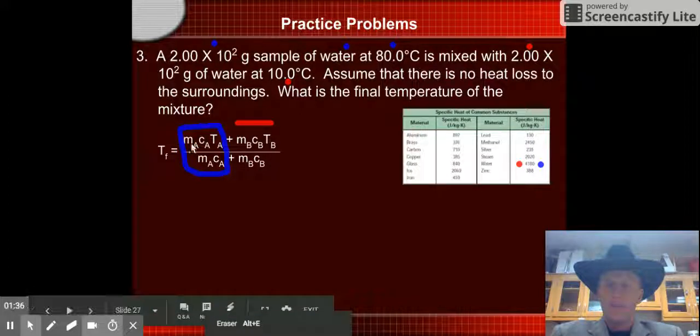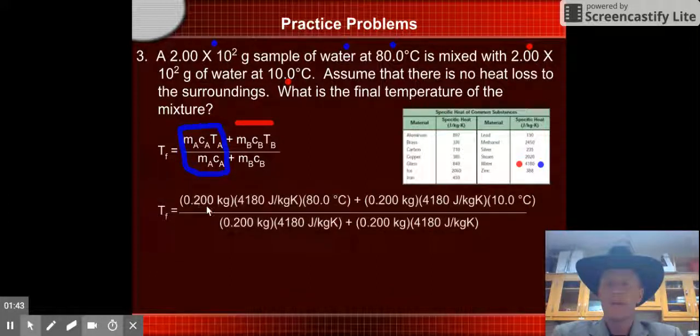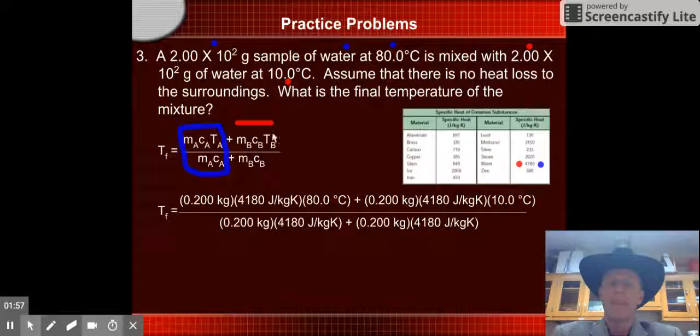All right, so 200 grams. It's just a fancy way of writing 0.2 kilograms, times 4180. The initial temperature would be 80. And again, the 0.2 and the 4180 carry down: M and a C, M and a C. Now let's talk about the red water. Again, we have 200, which is 0.2, 4180, and the beginning temperature of the red water is 10.